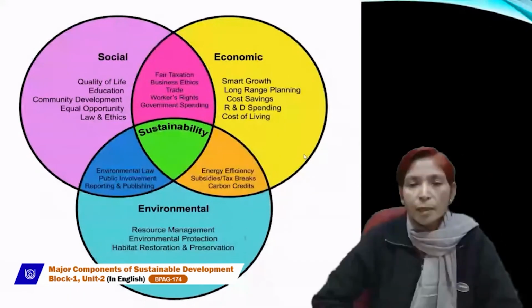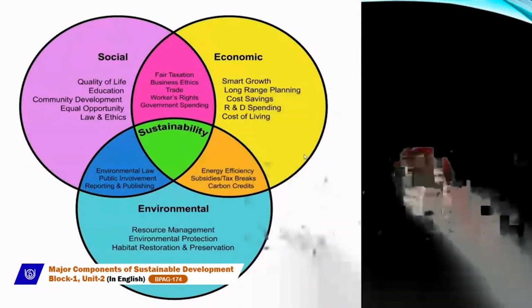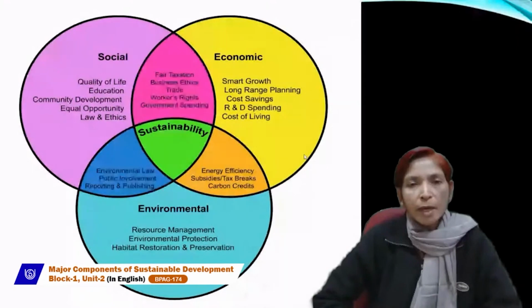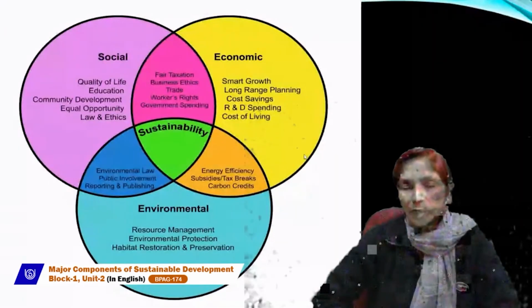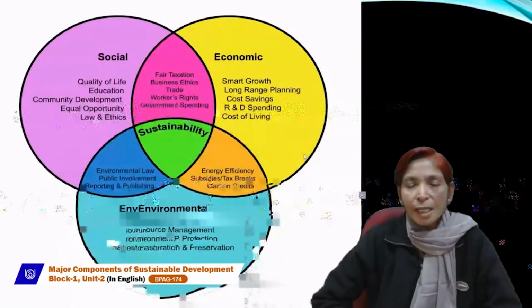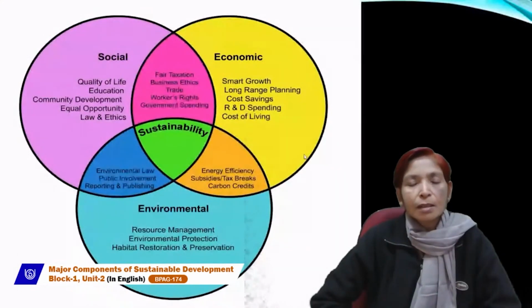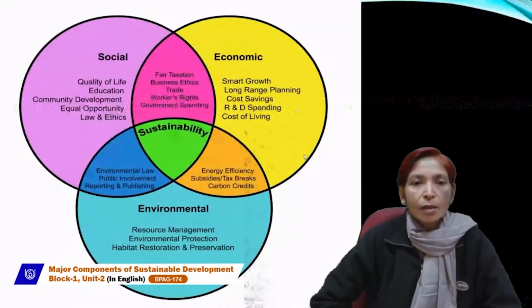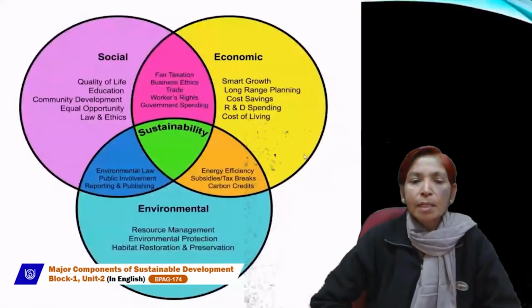And in economic sustainability: smart growth, long term planning, cost saving, minimizing cost and maximizing the gains or profit, research and development spending, cost of living should be minimum, fair taxation policy emphasized or adopted by the government, business ethics, trade, workers' rights, government spending. All these are part of economic sustainability.